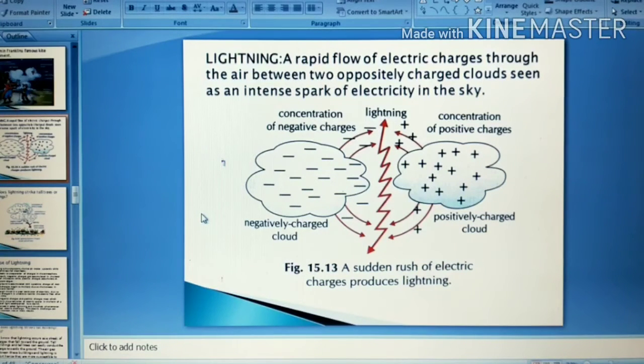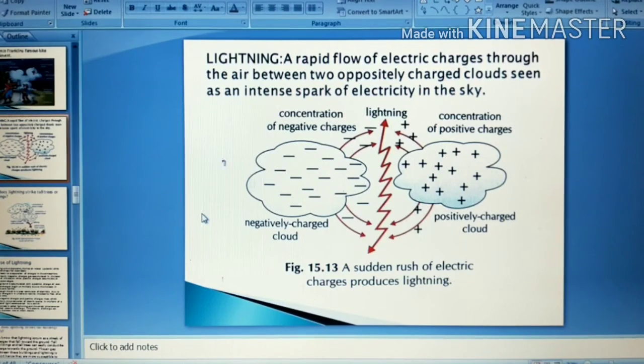One more thing we have to keep in mind is that lightning is seen first and thunder is heard later. Why is it so? Because the speed of light is around 3 × 10^8 meters per second, or 3 × 10^5 kilometers per second, whereas the speed of sound is only 340 meters per second in air. So you can imagine the huge difference with which light travels and with which sound travels. So we are able to see the lightning first.